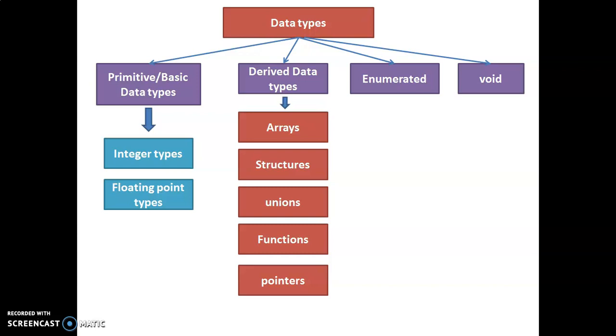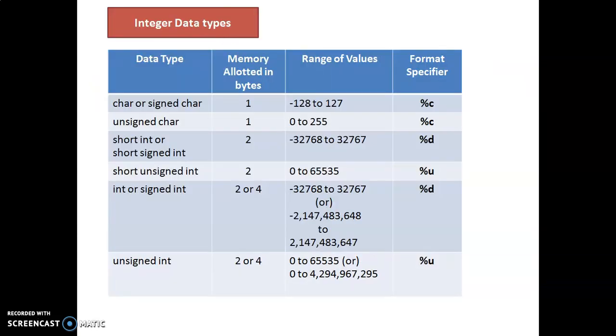In this video, I will clarify the difference between primitive and derived data types. Primitive data types are the basic data types, and derived data types are derived from the basic data types. Primitive data types are classified into 2 types: integer types and floating point types. And derived data types are arrays, structures, unions, functions, pointers, etc. And coming to integer data types, this comes under primary data types.